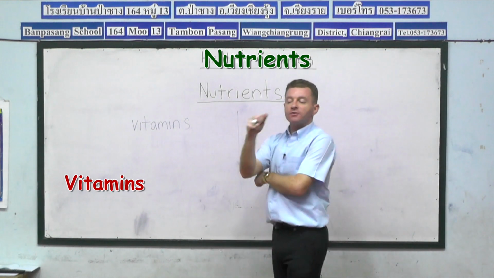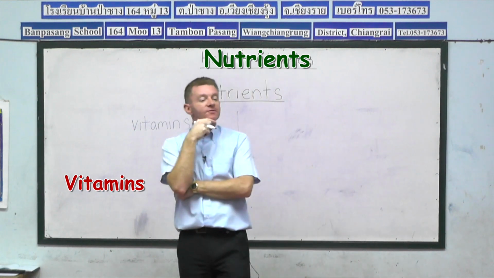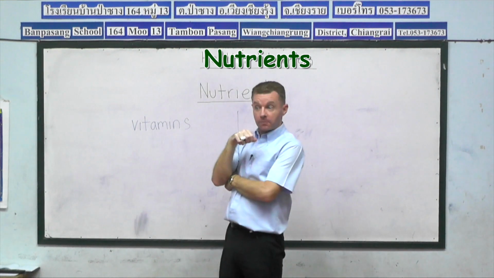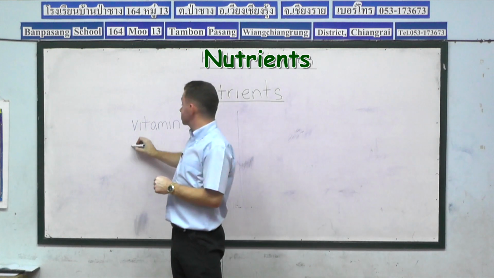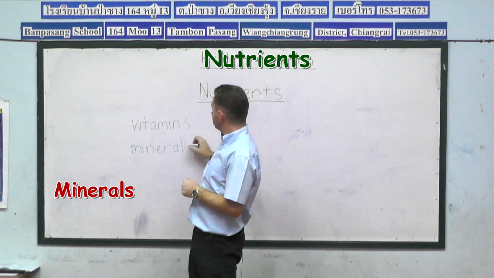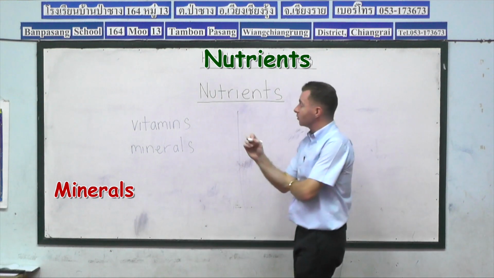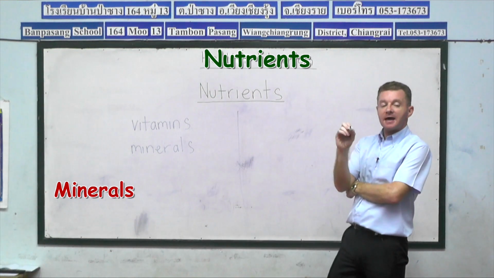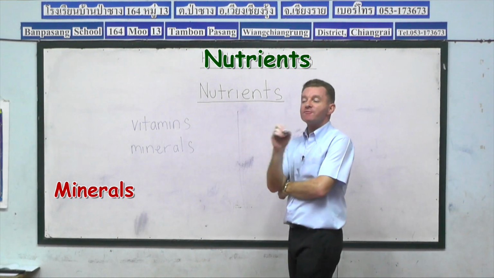How about any more for the good side? What good types of nutrients can we get? Minerals too, yes. Vitamins and minerals. These are all types of nutrients that are good for us. Any others on the good side, guys? Something that you drink every morning.